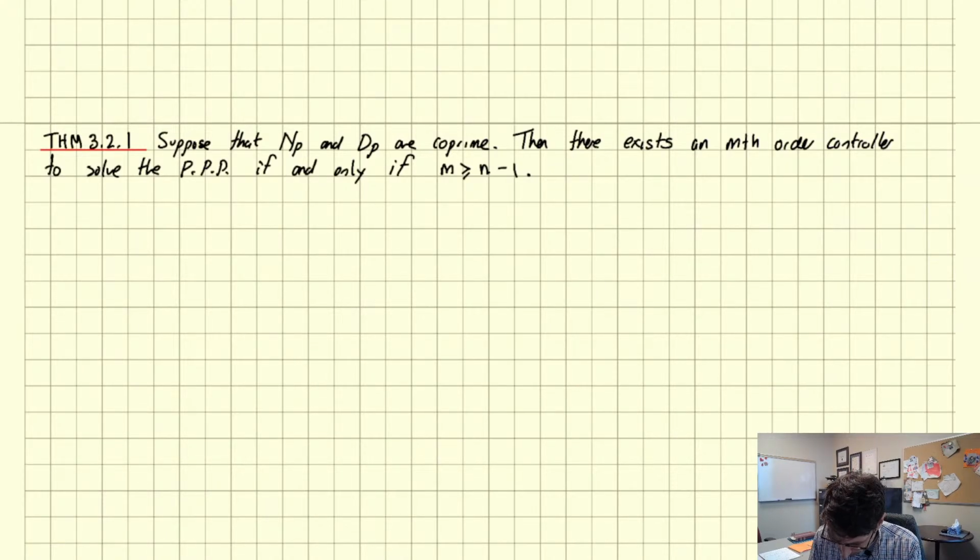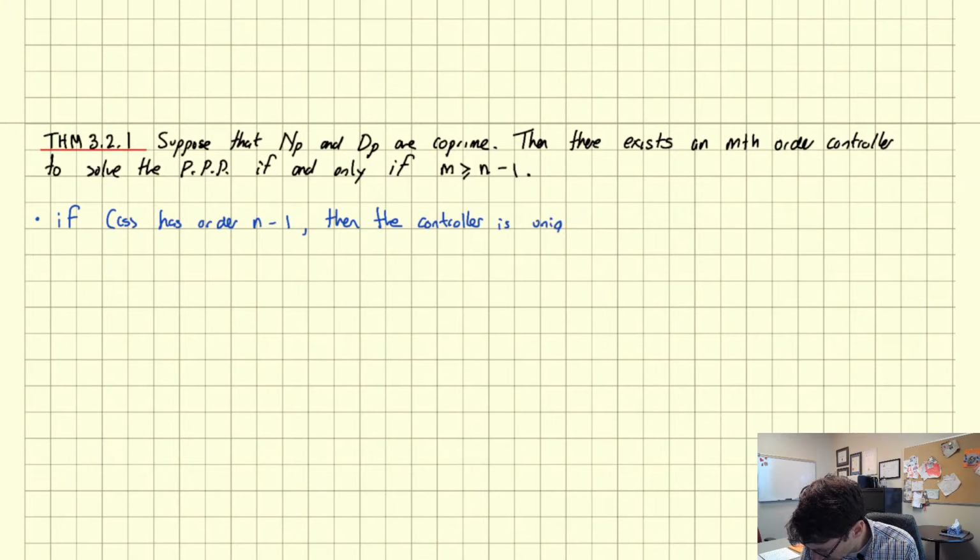A few comments. If C of s has order exactly n minus 1, then there's a unique controller. In other words, let me write that down. Then the controller is unique. Okay? So what that means essentially is that the desire to place the poles completely specifies the controller, and there's no other room to do anything else besides place the poles.